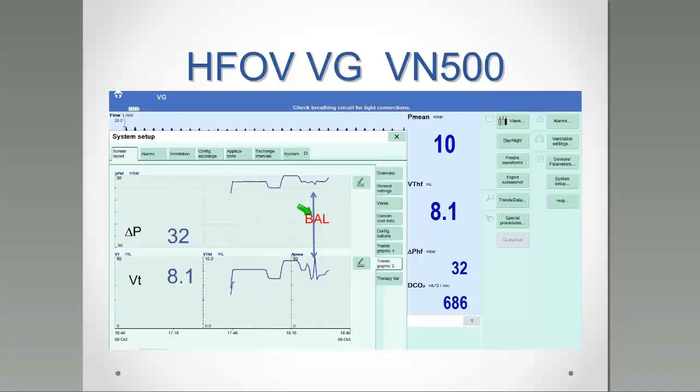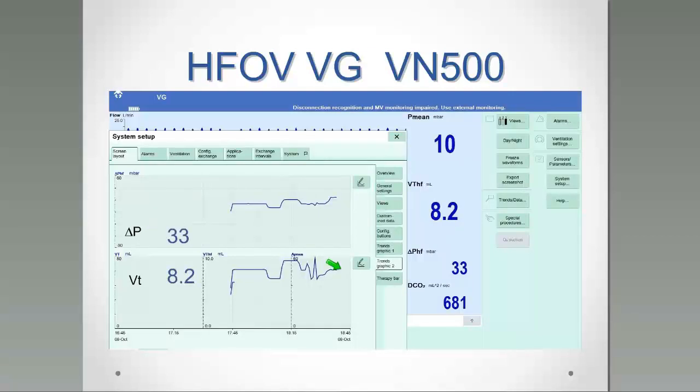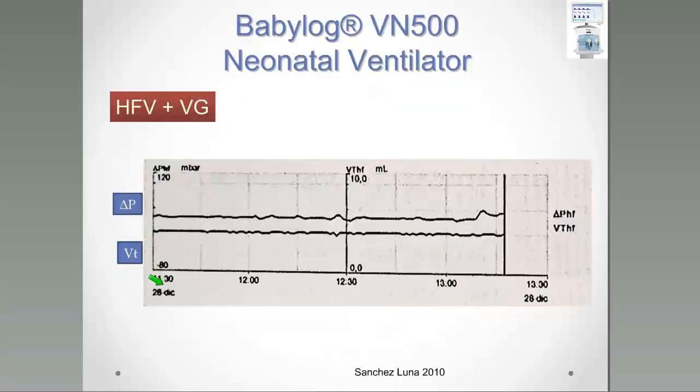This is the moment where we did the bronchoalveolar lavage, and you can see how the ventilator was keeping 8.2, 8.1, and increases spontaneously to 32, then to 33. Here you have the tidal volume constant and the increase by the ventilator to 33. And then because the lung improves after a few minutes, there was a trend of decreasing delta P to keep 8.2 constant all the time. So let us go to the clinical practice.